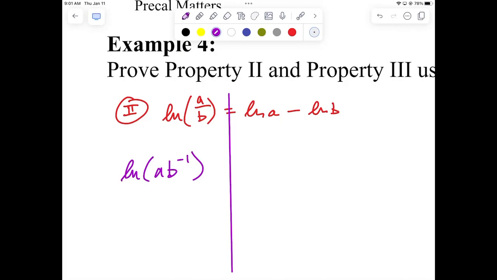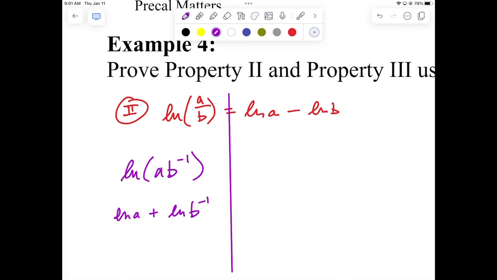Once I've written it like that, I've written it as a product, so now I can use property 1 to say it's the natural log of A plus the natural log of b to the negative first. Yes? That's using property 1, which is legal. I'm trying to prove property 2, so I can use property 1.